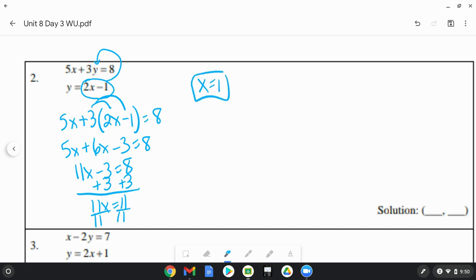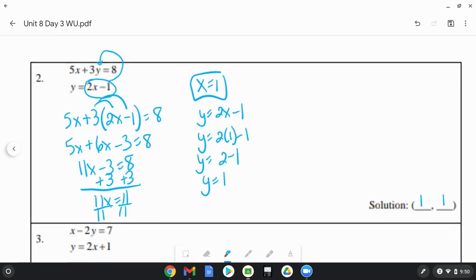So that's half my battle. So I have a 1 down here in the corner. And now we just got to figure out what my y is. So we always plug this into what I circled at the beginning. So now I circled 2x minus 1. So I'm going to plug in the x in that spot. And I believe I get a 1. So now 1, 1 would be my answer for that one.